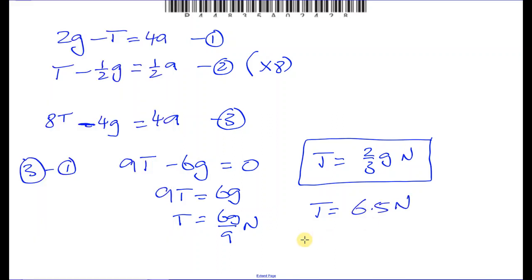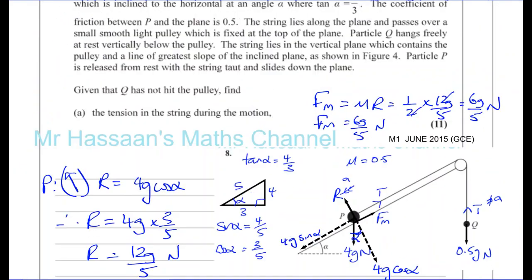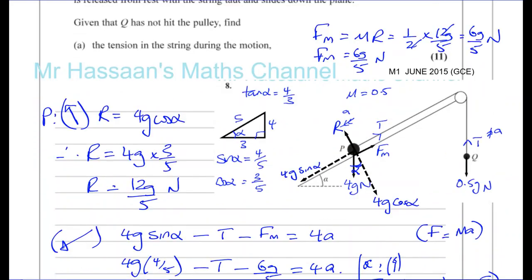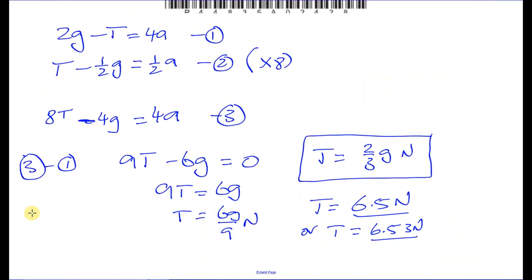Or you could also write your answer as 6.53 newtons. So all of these answers are acceptable. Let's just check if it tells you to get it in a particular way. It doesn't tell you how to write it, to 2 decimal places or whatever. So the reason why they're all acceptable is because we use g in our calculations, and we have to use g as 9.8. When we're asked to use g, we have to use it in M1 as 9.8.